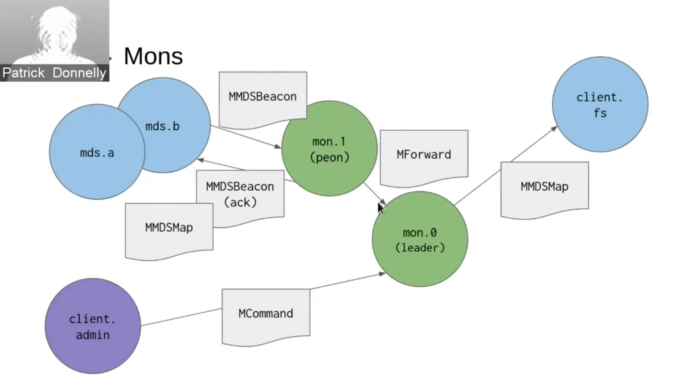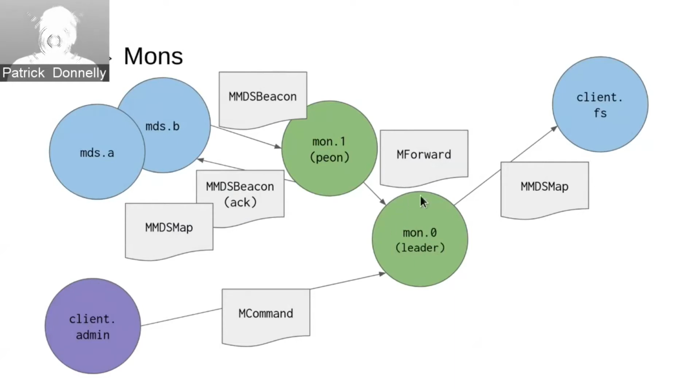It could be any of the monitors that it sends the message to, but generally once it picks a monitor, it stays that way for the duration of the MDS's lifetime, unless it loses connection to that monitor. The monitor that's the peon, assuming that the MDS sent it to the peon, would forward that message via an M forward wrapper to the monitor leader.